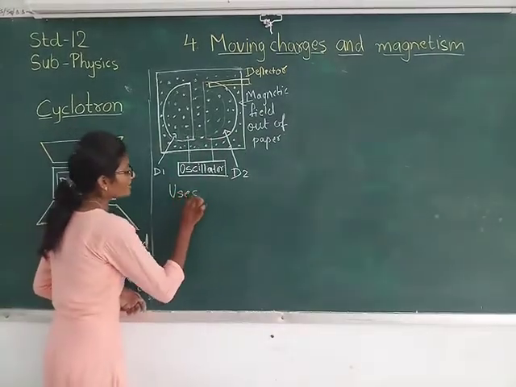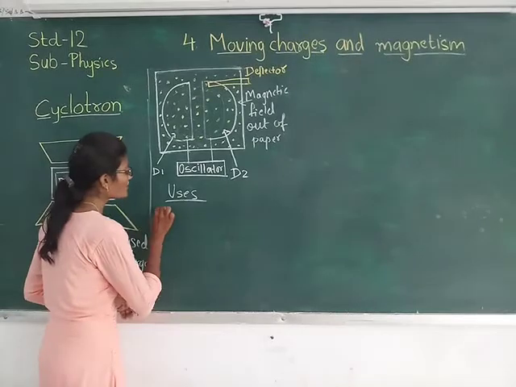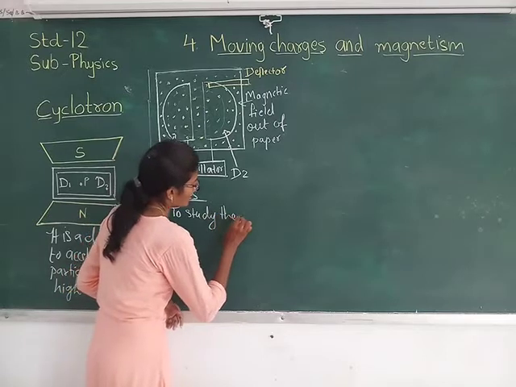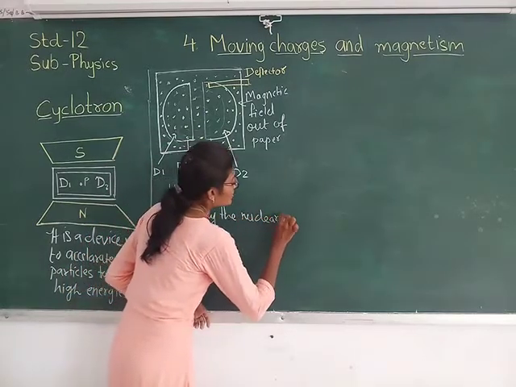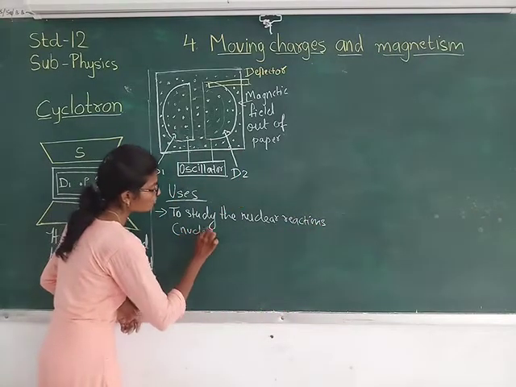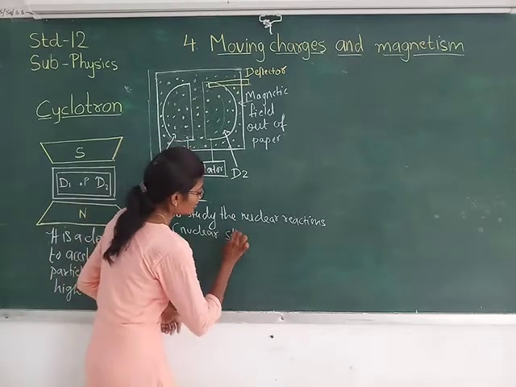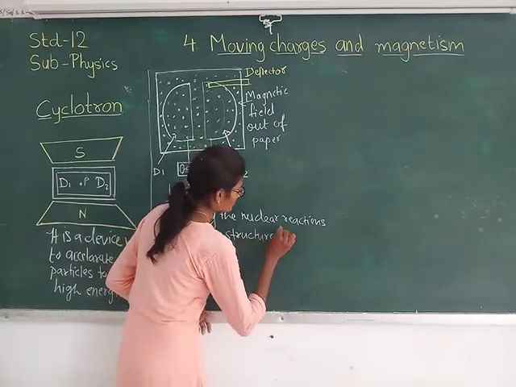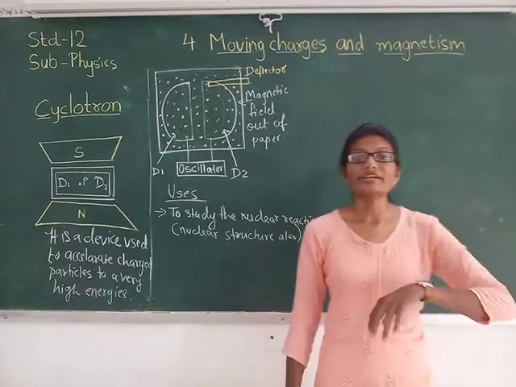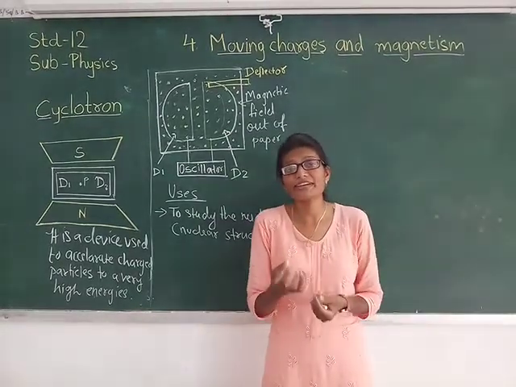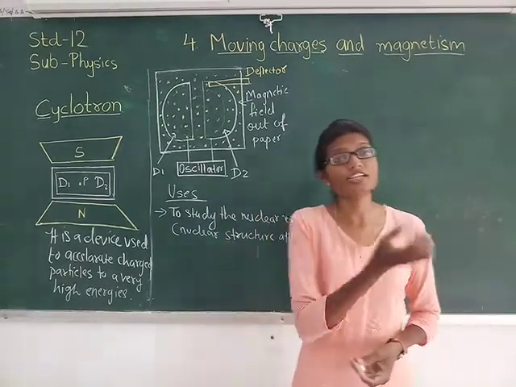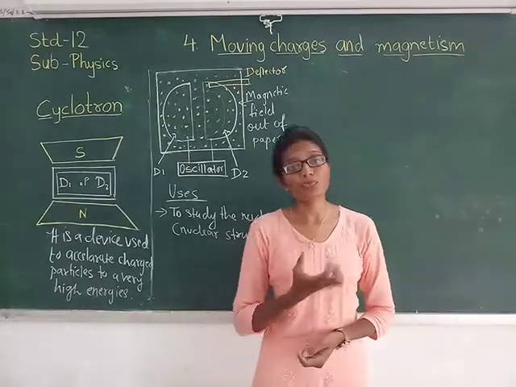So let us first see the purpose of the cyclotron, why we are using it. It is used to study the nuclear reactions. It is used to study nuclear structure as well, right? Because see, suppose we are taking a proton, right? Then if I take a proton with less energy and with less velocity, if it is taken near the nucleus, and we know that nucleus consists of proton, right?